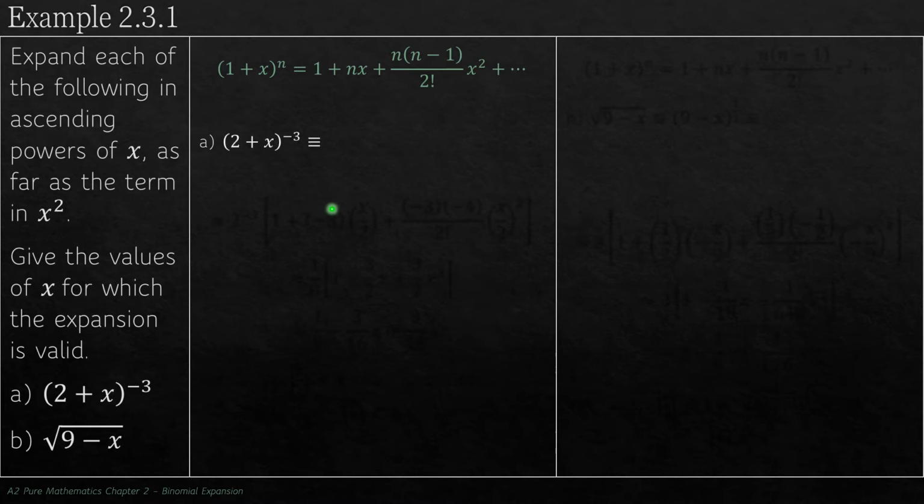So the first one is this. That 2 needs to be factorised out of the bracket, and when I factorise it out, that minus 3 as the power acts on it. Okay. When I factorise, all I'm doing is dividing both of those terms. So 2 divided by 2 is 1, and then x divided by 2 is the other term, and then they're both raised to the power of minus 3.